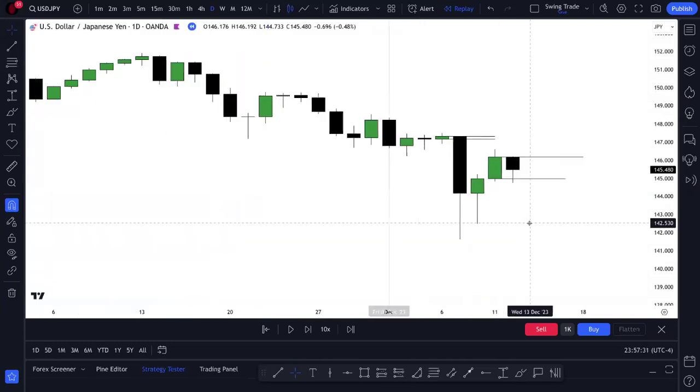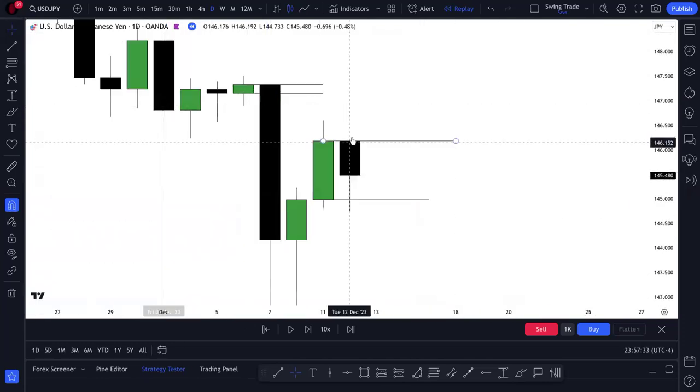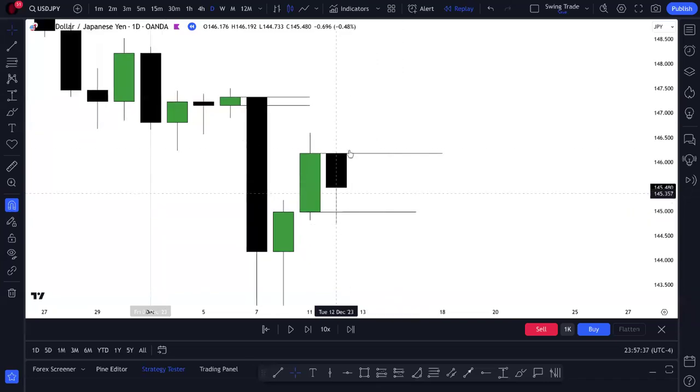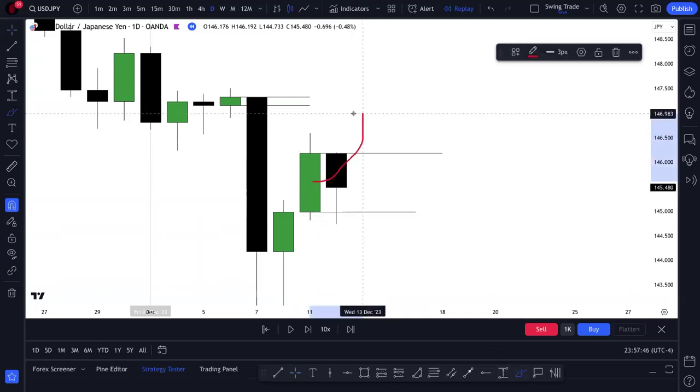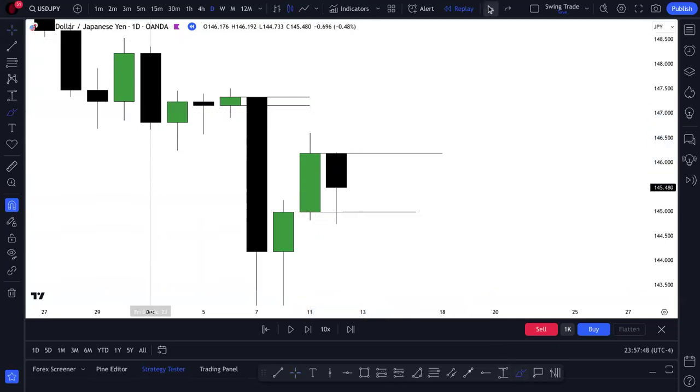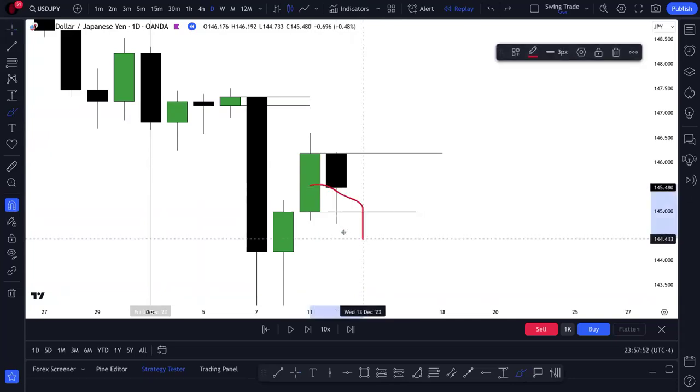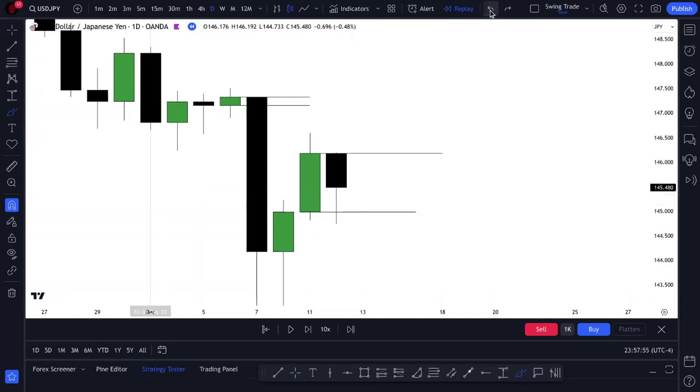You're in short on strength and you're in short on weakness. Now, you don't have to take both sides. You don't have to sell on strength, nor do you have to sell on weakness. You could pick one. Maybe you just want to sell on strength, when the market goes up, which is an ideal scenario too. Or when the market goes down, you want to sell on weakness. You can do that too.